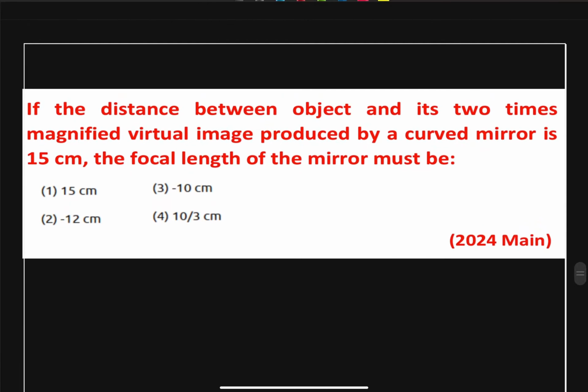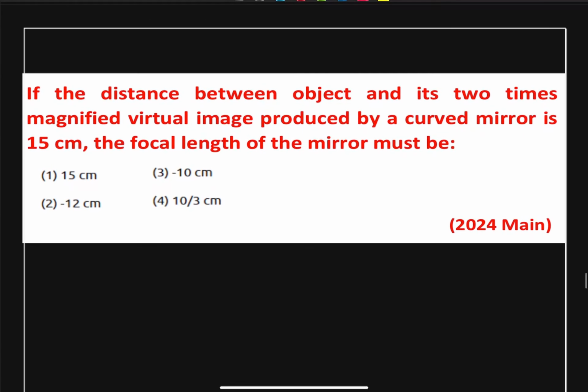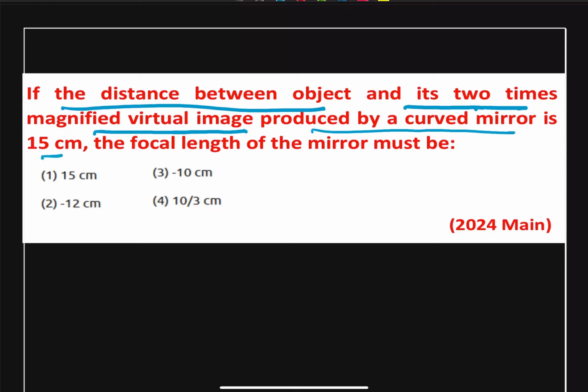Next question, and it states that the distance between an object and its two times magnified virtual image produced by a curved mirror is 15 centimeter. The focal length of the mirror must be. Okay, so the distance between the object and its virtual image, which is magnified 2 times, is given as 15 centimeter. Here also the distance is not given with respect to the pole, but with respect to each other, and the magnification is given as 2 times, and the image is virtual.